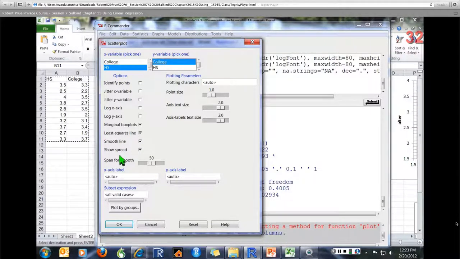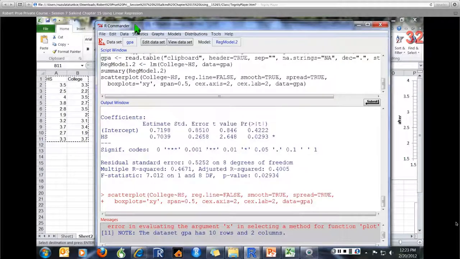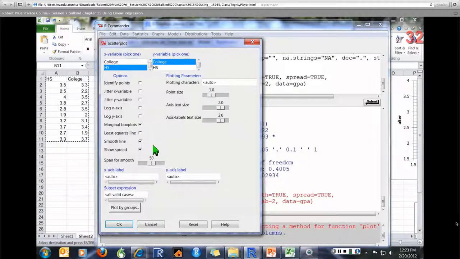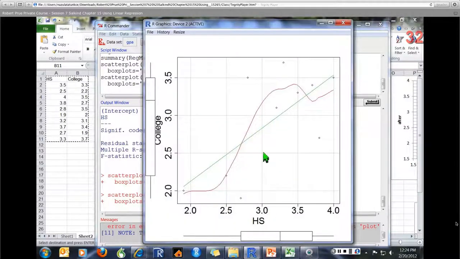And see. Let's get rid of our least squares line. Let's just draw a smooth line and see what that looks like. Oh, I got rid of the wrong line. So let's go back and try that again. Scatter plot, same thing. So I want the least squares line. I don't want to show the spread. That's what I don't want to do. Where did it go? So there's my line.